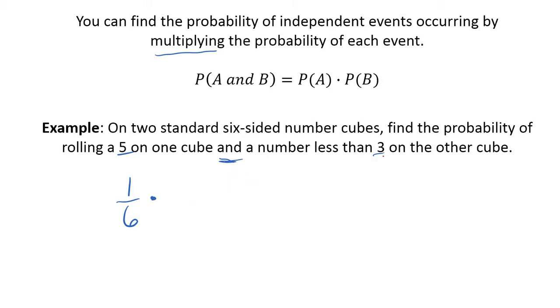A number less than 3 on the other cube. Well, less than 3, you've got a 1 or a 2. So you could get 2 options out of 6. And so now we could just multiply these together. Now you might want to reduce this fraction right off the bat. In fact, let's do that. So that'd be 1/3, right? So 1 times 1 is a 1 out of 6 times 3. So you have a 1 in 18 chance of getting a 5 and a number less than 3 on the other one. See how those are tied together?